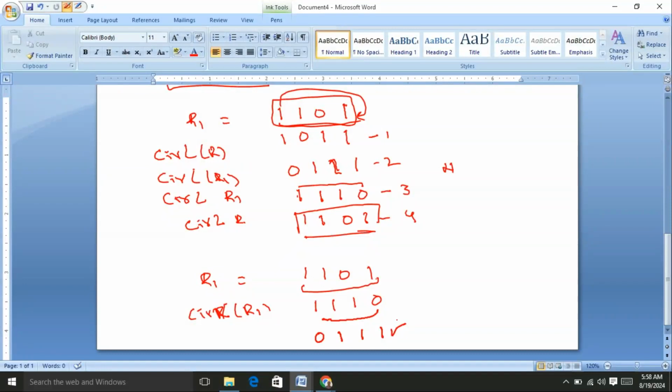In this manner we are going to perform the arithmetic, logical, and circular shift operations. I hope you can understand. Thank you.